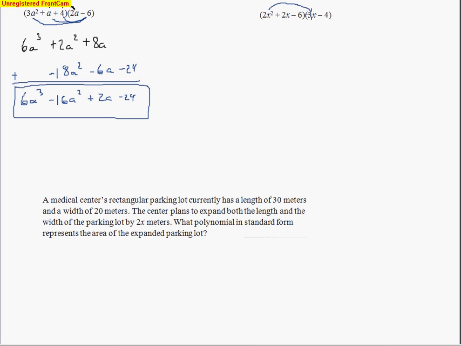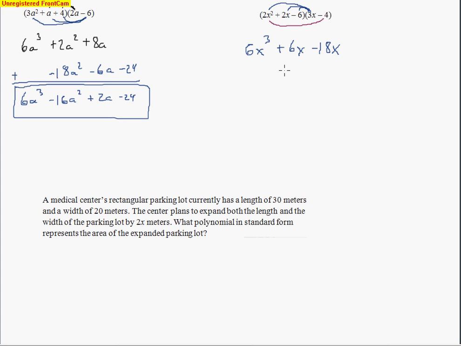So 3x times 2x squared makes a 6x to the third power again. 3x times the 2x gives me 6x squared. And 3x times the negative 6 gives me negative 18x. So then I move over to the next term, and I multiply negative 4 by each of these terms.